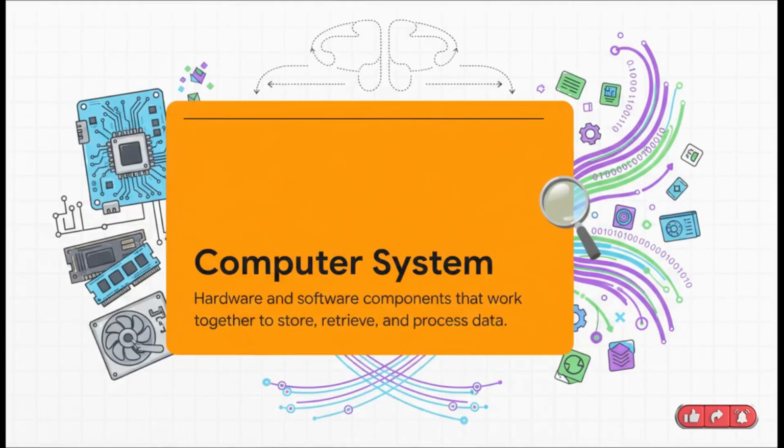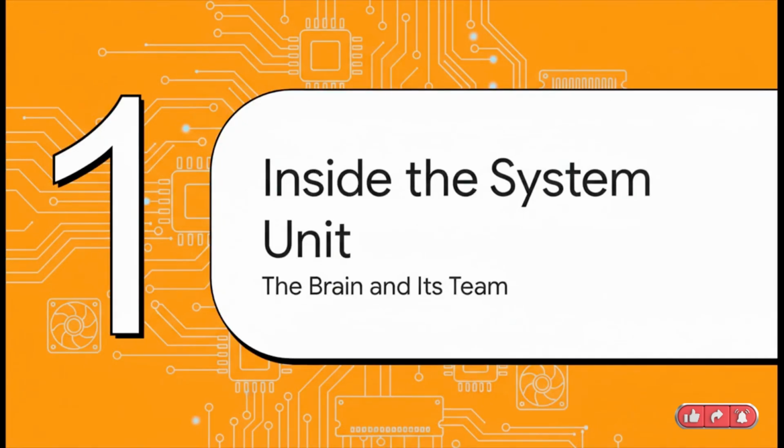So what even is a computer, really? Well, at its core, a computer system isn't just one single thing. It's more like a team. You've got the hardware, that's all the physical stuff you can actually touch. And then you have the software. Those are the programs and all the instructions. The two of them have to work together perfectly to store, find, and process all the data that makes our digital lives possible.